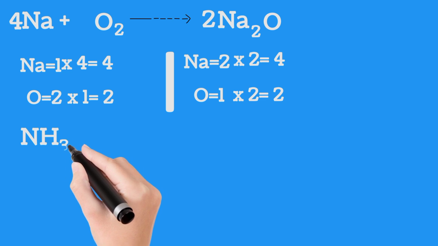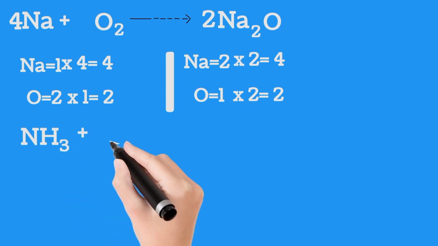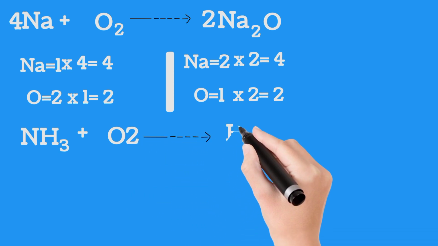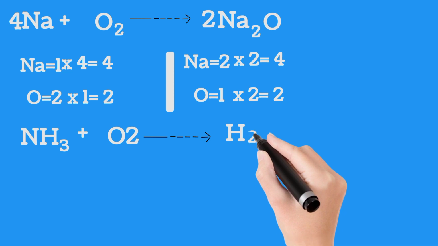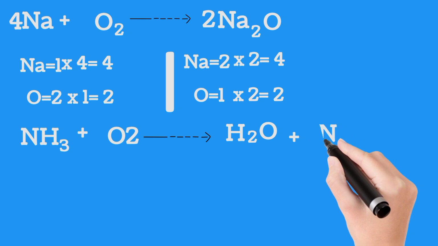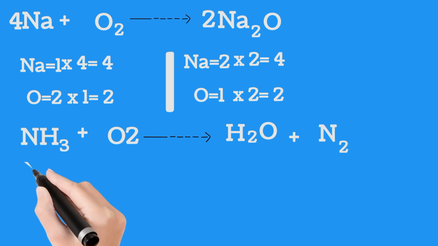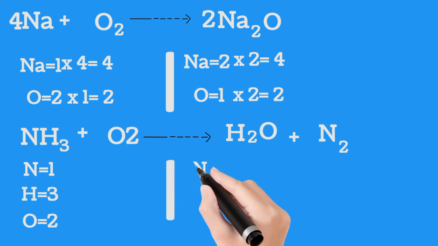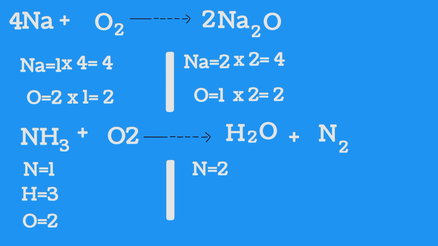Let's look at another equation. Ammonia reacting with oxygen to form water and nitrogen gas. So we have NH3 and O2 reacting to form H2O plus N2. Let's do an atom count. On the left, we have 1 atom of nitrogen, H3, 3 atoms of hydrogen, O2, 2 atoms of oxygen. On the right, we have N2, 2 atoms of nitrogen, H2, 2 atoms of hydrogen, and O, 1 atom of oxygen.